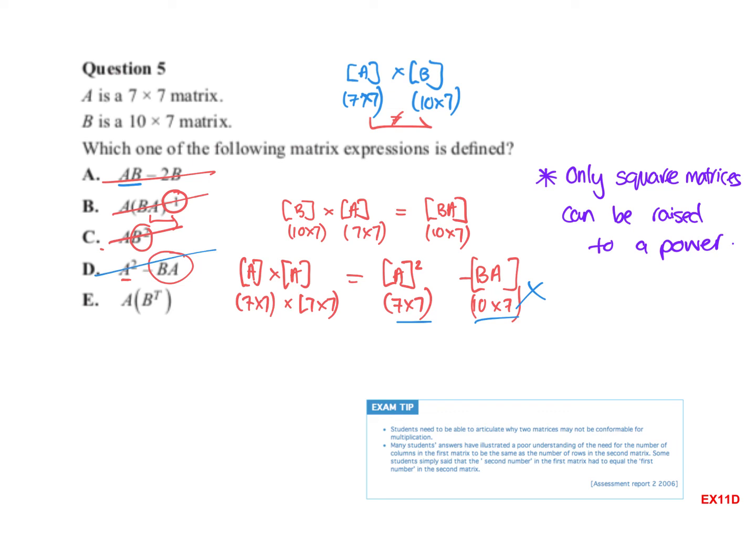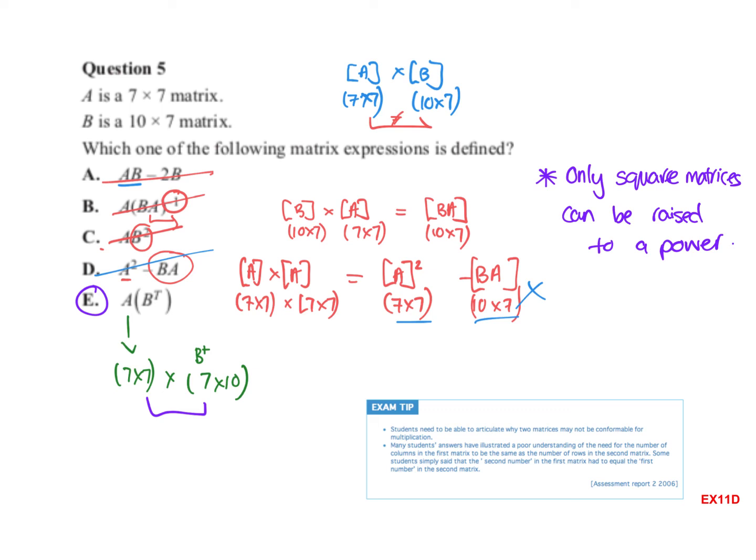So hopefully this last one would work. So A is a 7 by 7, but they want me to multiply it with B that's been transposed. So B transposed means it flicks around and becomes a 7 by 10, which means it is possible, isn't it? So E is our answer. E is defined.